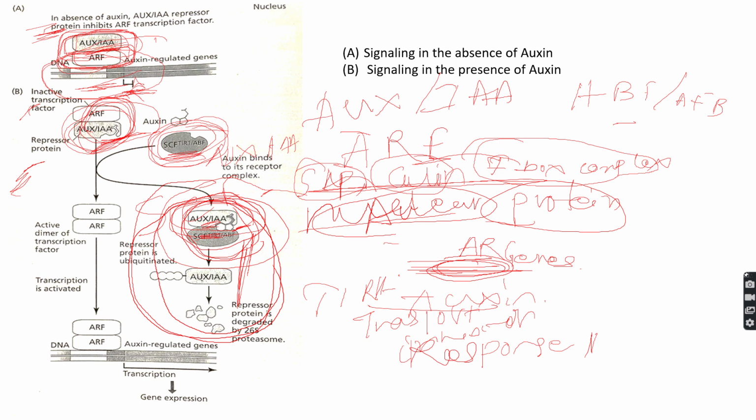Now ARF is free. Okay, this ARF is now free and it will be active when it comes in homodimer form. So this ARF will form a homodimer and it will enter into the nucleus as a transcription factor and will join the promoter region of the DNA, which is responsible for the further gene expression for auxin.